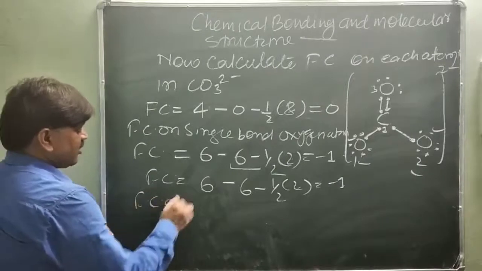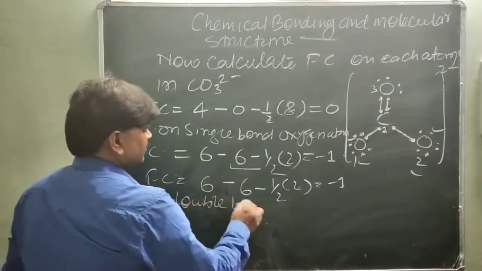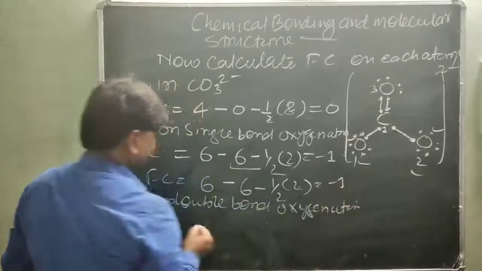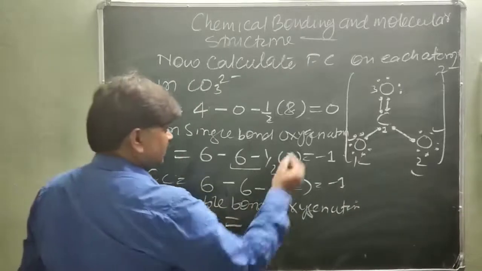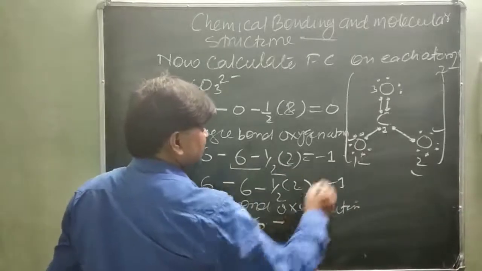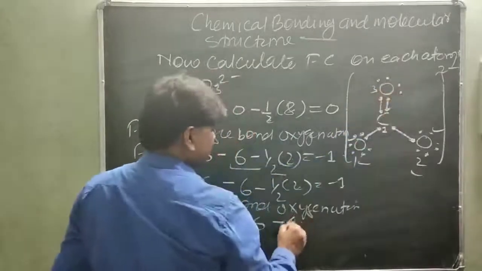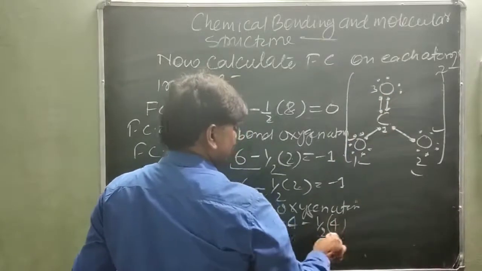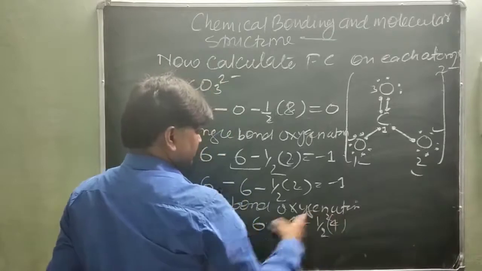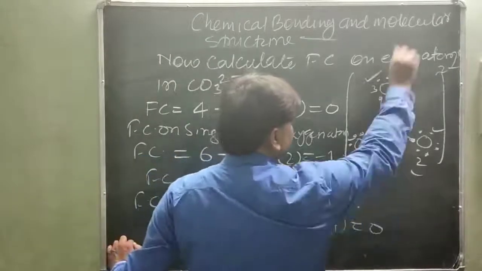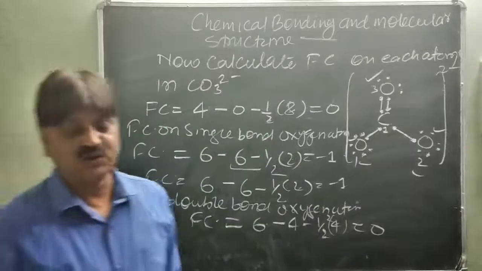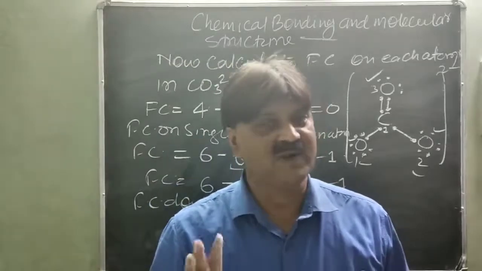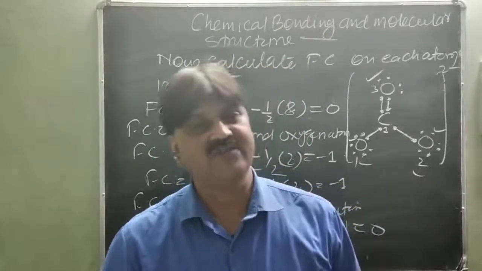And now this oxygen, the formal charge on the double bonded oxygen atom. Formal charge is equal to the number of valence electrons, 6, minus the number of lone pair electrons, 4, minus half into the number of bonded electrons, which is also 4. So 2 times 2 is 4: minus 4 and minus 2 is 6, and plus 6 is equal to 0. So there is no charge present on this oxygen atom. So you can calculate the charge present on an atom in polyatomic ions or molecules, and this charge is known as the formal charge.